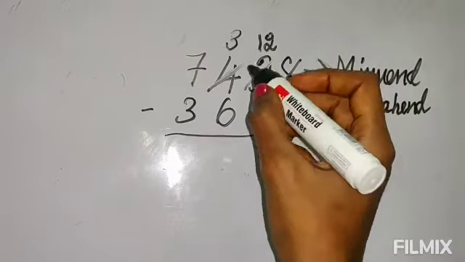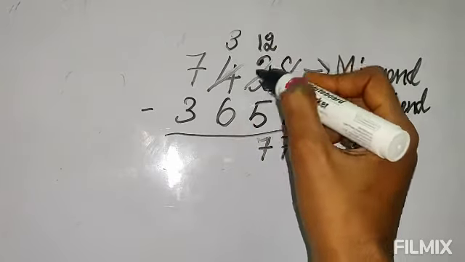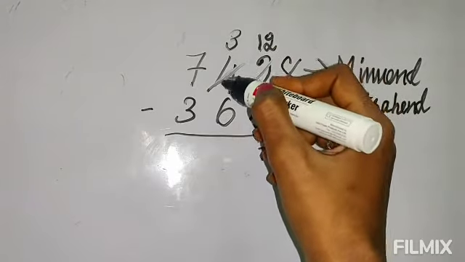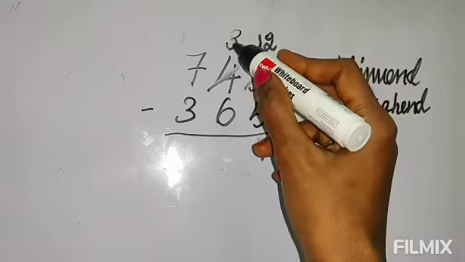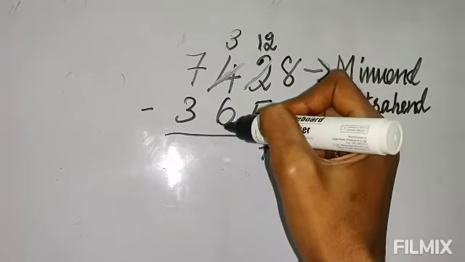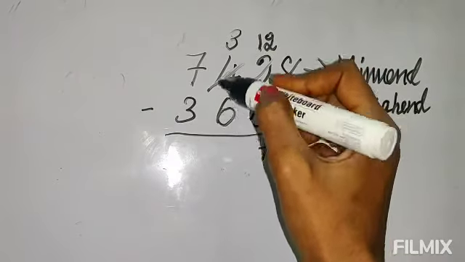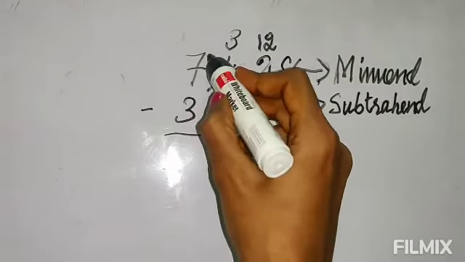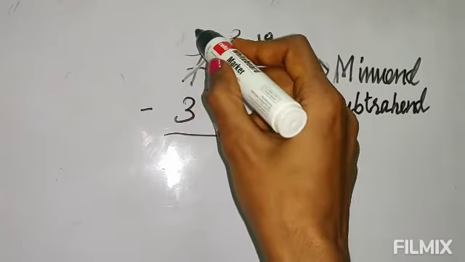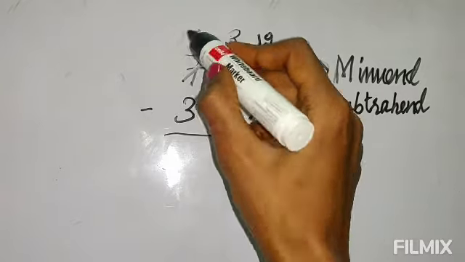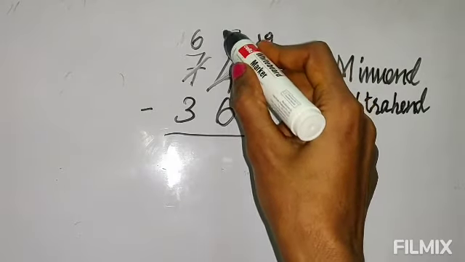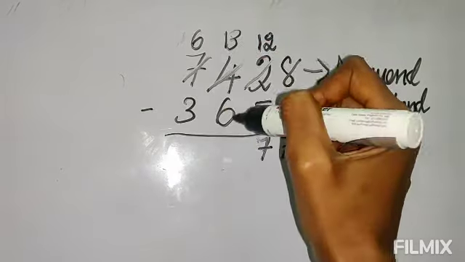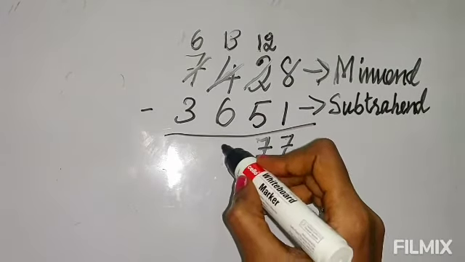And now here, 3 is here. After giving, from 4 we gave 1. So remaining 3 only is here. So 3 is small and 6 is big. So you cannot minus. So you have to borrow from here. So from 7, if you borrow 1, here it will remain 6. And that 1 comes here. So it will be 13 now. So 13 minus 6, you will get 7.